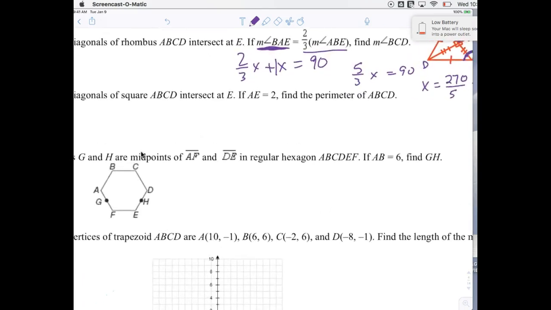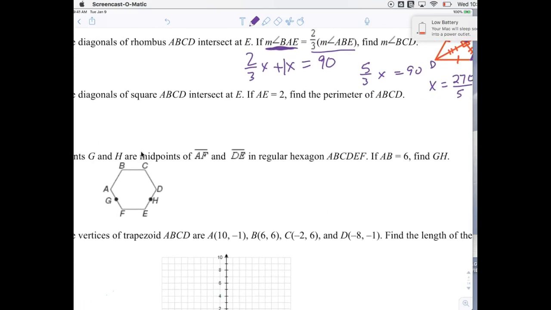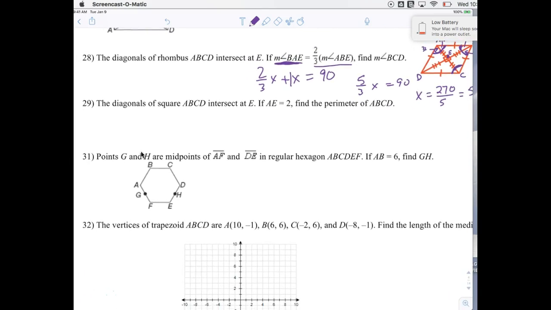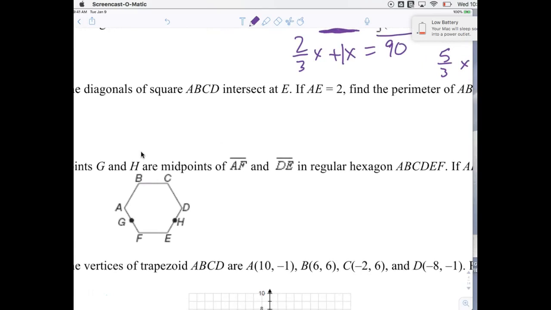29. The diagonals of a square. All right, so what's true about the diagonals of a square? They're equal. Do you agree? So here's what I'm looking like. Drawing a square. And here is A, B, C, D. And they intersect at E.